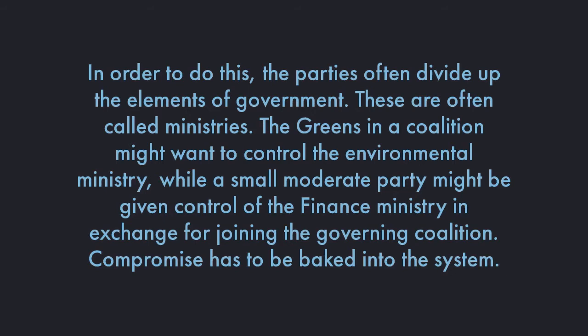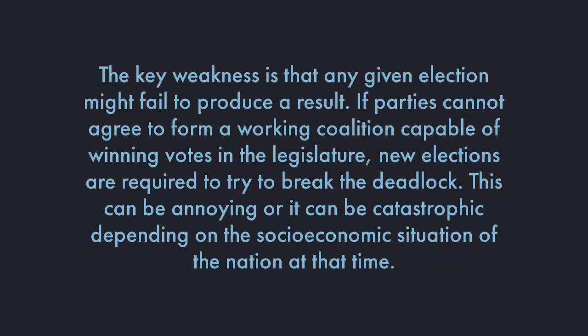The Greens in a coalition might want to control the environmental ministry, while a small moderate party might be given control of the finance ministry in exchange for joining the governing coalition. Compromise has to be baked into the system. The key weakness is that any given election might fail to produce a result. If parties cannot agree to form a working coalition capable of winning votes in the legislature, new elections are required to try and break the deadlock. This can be annoying, or it can be catastrophic, depending on the socioeconomic situation of the nation at that time.